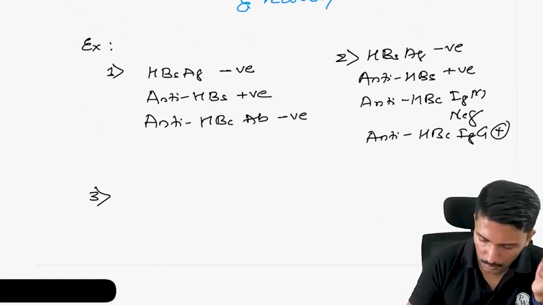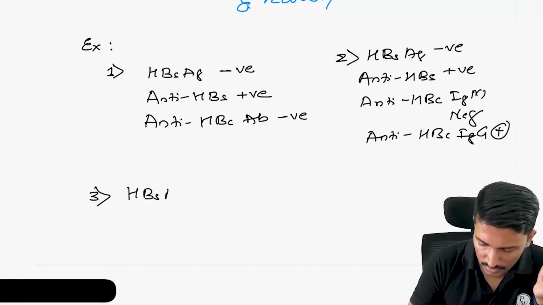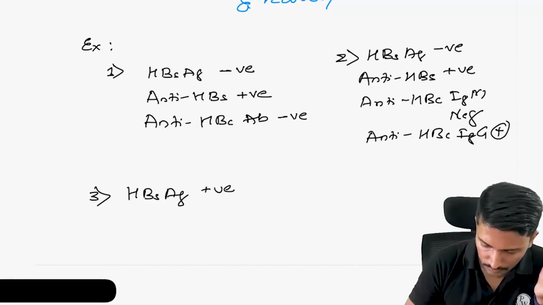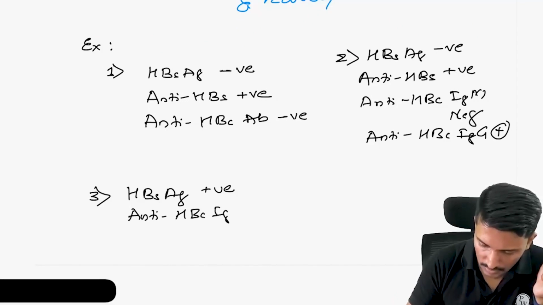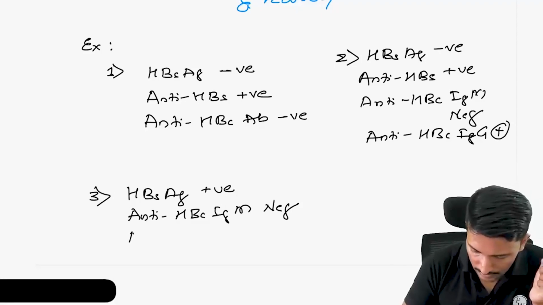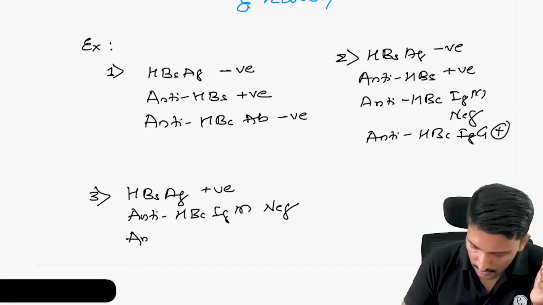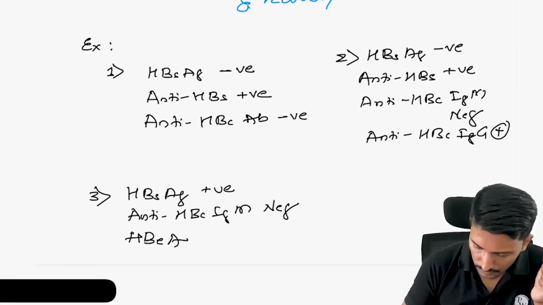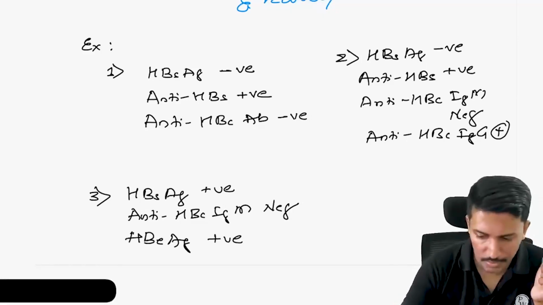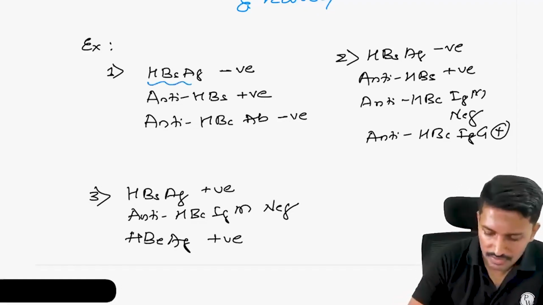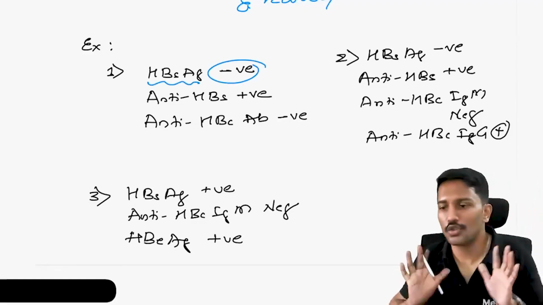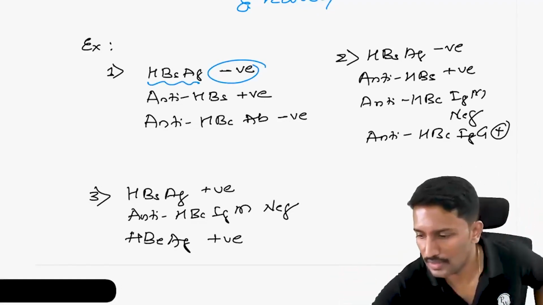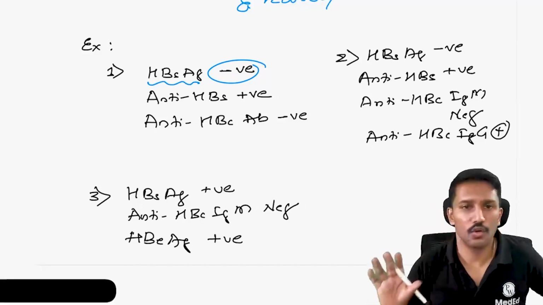And I have a third patient who is having HBsAg positive, anti-HBc IgM negative, and is having HBeAg positive. Let us interpret one by one. So in the first case, HBsAg is negative. That means there is no current infection. As simple as that. There is no current infection.